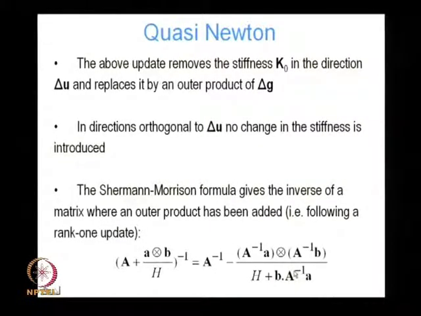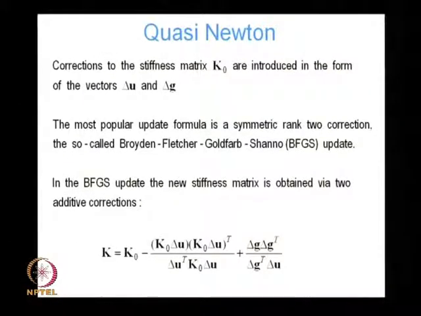So, what it basically does is that it removes the stiffness K0 in the direction delta u and replaces it by an outer product of delta g. So, you can see what it does. It takes the original stiffness, then it takes the projection of that original stiffness in the direction of my displacement update K0 delta u. If you think of it very simply in terms of vectors, it is projecting the original stiffness in the delta u direction, and that part it is removing from the original stiffness because there is a negative sign.